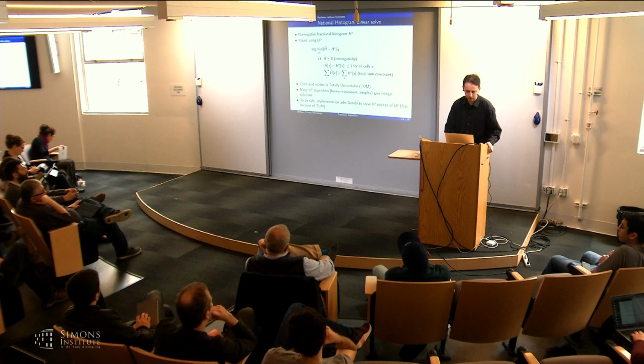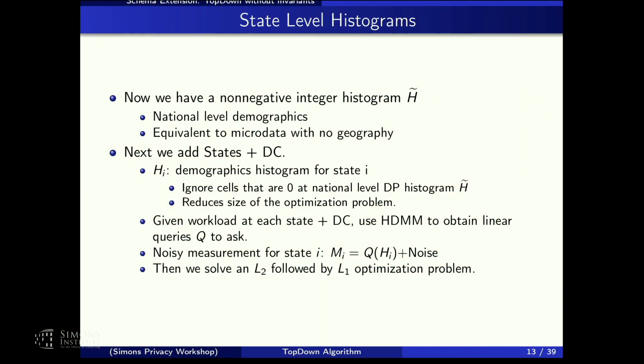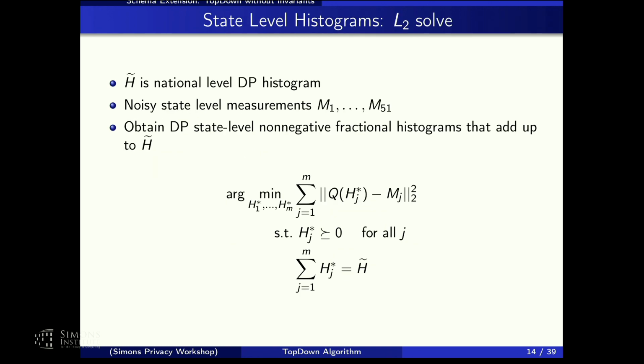All right, so where are we? Okay, so then we round, and then we recurse down the states. So we have a non-negative integer histogram at the national level. We want to do the same thing for the states. So first, anything that is zero at the national level stays zero, and so we don't have to create variables in our optimization problem. So for each state, we use HDMM again to find the queries to ask. We add noise, and so now we have a set of measurements for every state. And we have a similar, but not exactly the same, solve process. So first a least squares solve followed by a linear optimization problem.